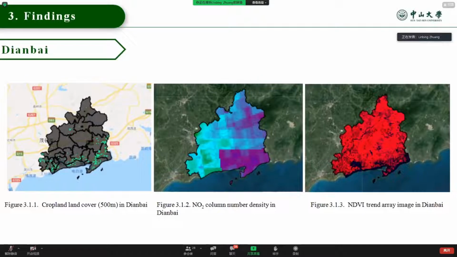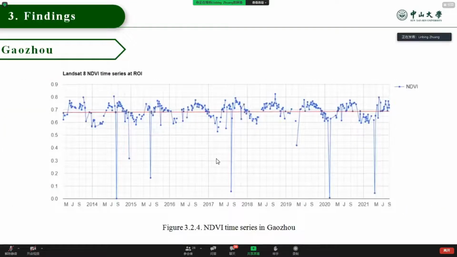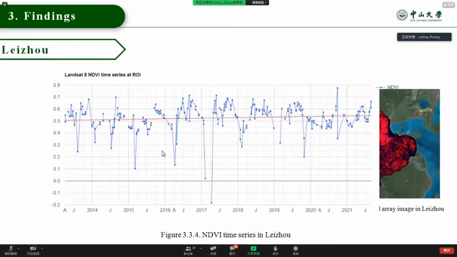As you can see in these three photos, with the help of Google Earth Engine, we can show you the distribution of the characteristics of the three indices we monitor. We found that the characteristics of crop land coverage and nitrogen dioxide are a little similar, especially as they all have their highest value in the southeast of Dianbai. From the NDVI result, the red line is the trend line of vegetation level, which is very stable from 2014 to 2021. This means the green area in Dianbai hasn't changed a lot for years. And here are the result maps in other counties.